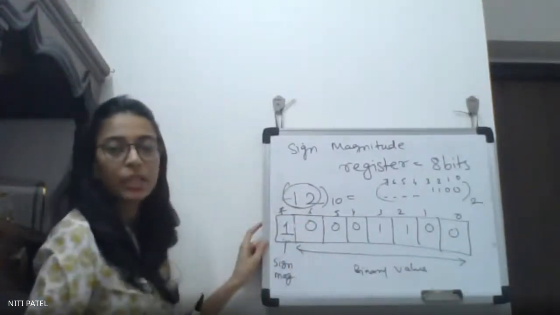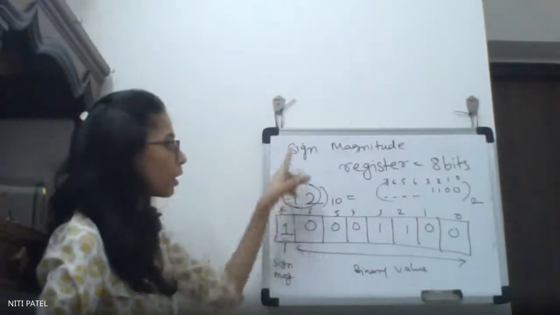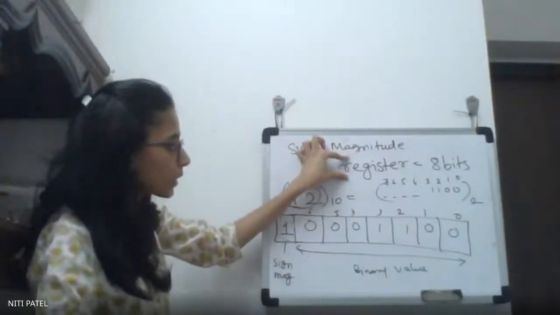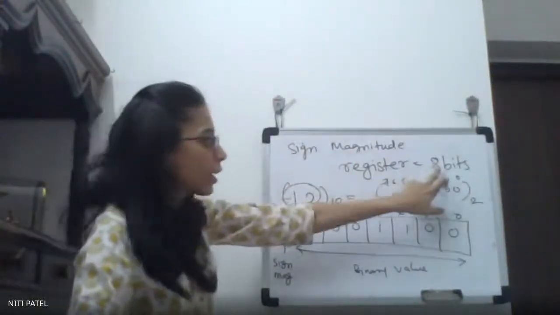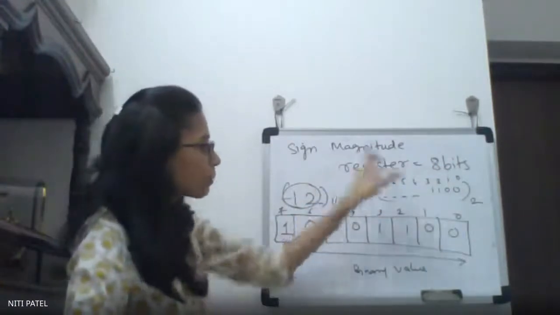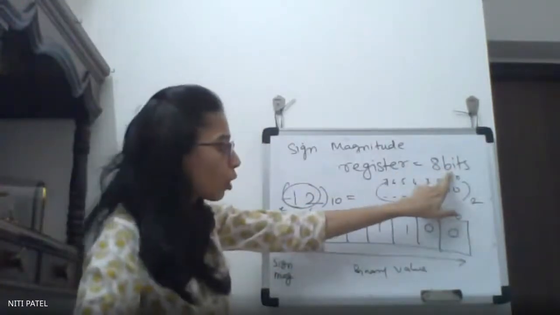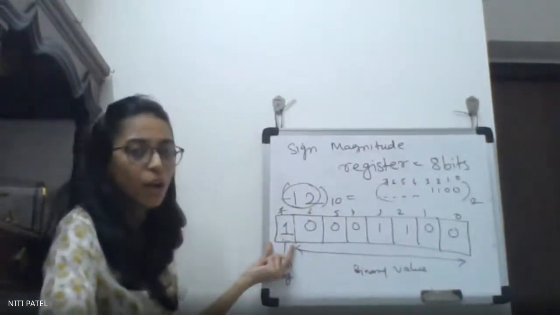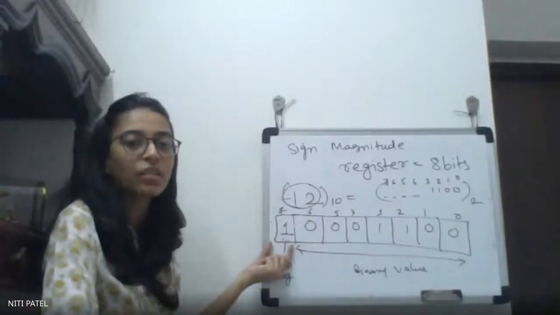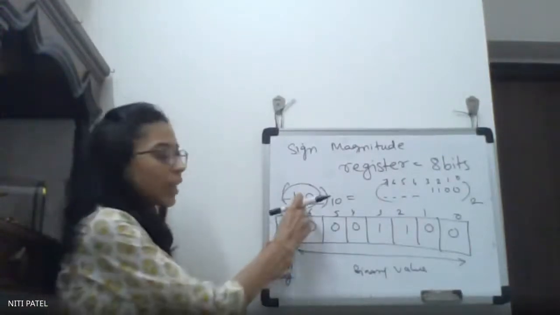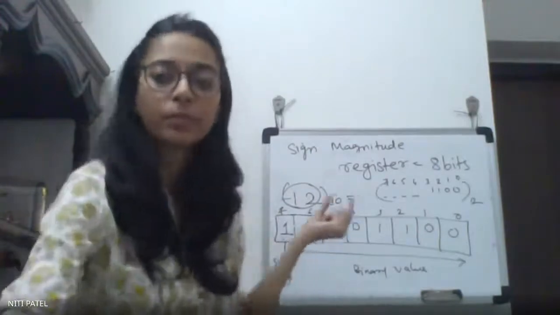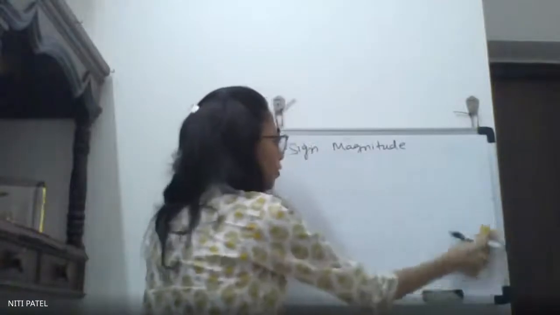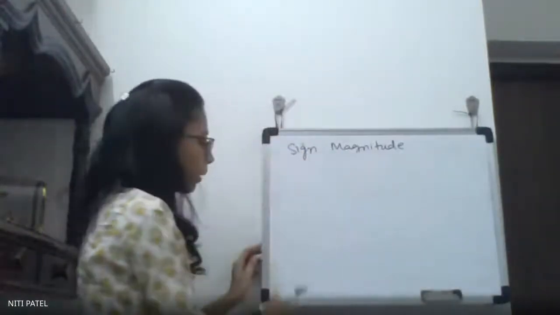Is this understood, how to represent a number in sign magnitude? Yes, ma'am. First you have to check the size of register. It is 8 bit. Convert that decimal into binary. If it is less than 8 bit, append 0. Only leave the first bit reserved for sign value, which will be either 0 or 1 depending upon the decimal number. Is this clear? Yes, ma'am. Now take a question and give me the sign magnitude of that number.